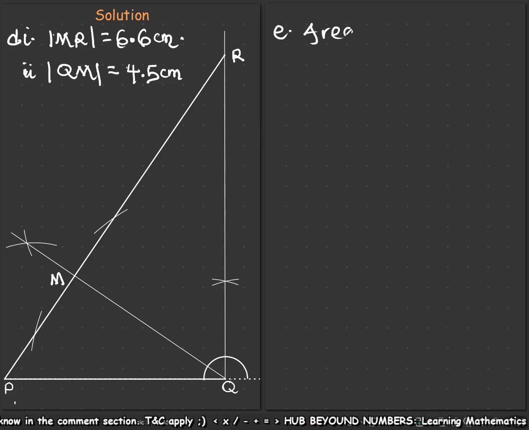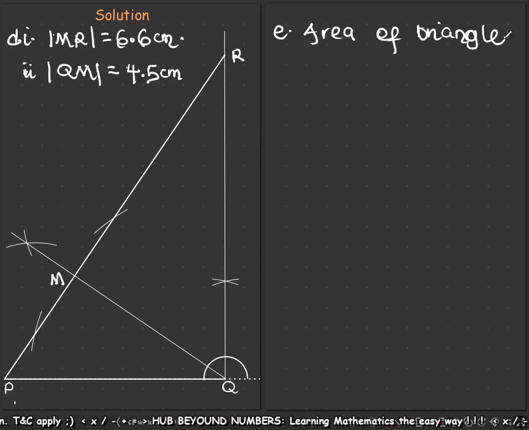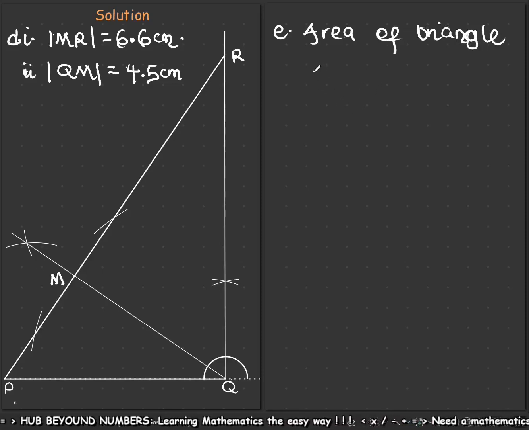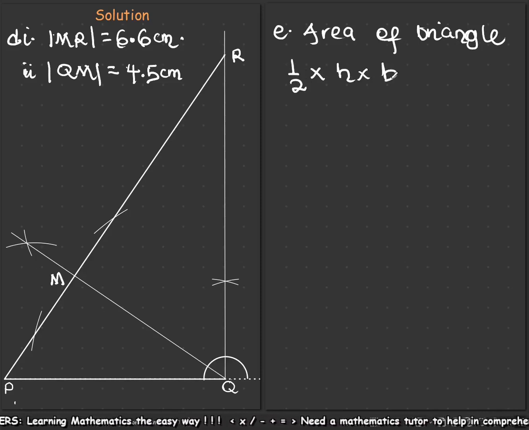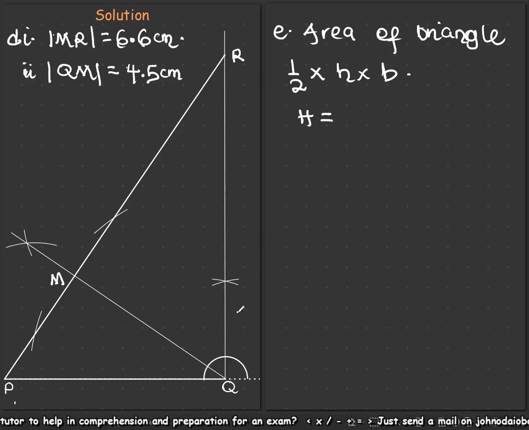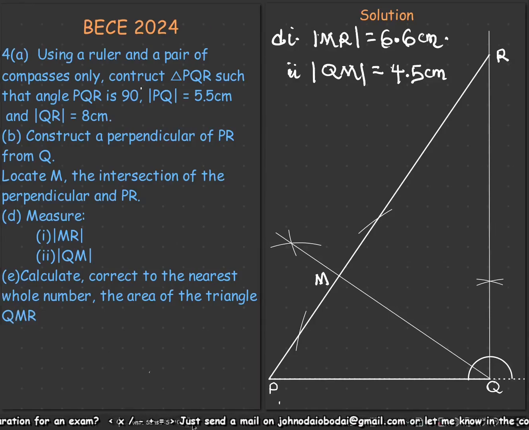So area of a triangle, what is the formula? That is half the height times the base. So 1/2 of H times B. In this case, our height is our height QR. Let's go to the question and then check. So it is actually talking of triangle QMR. Take note. You see, so we almost got this wrong there.